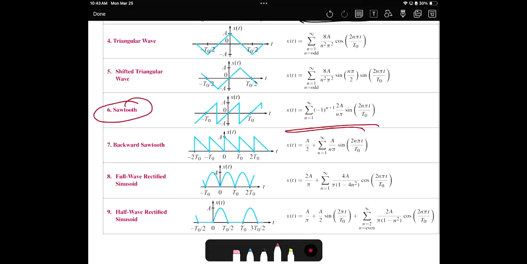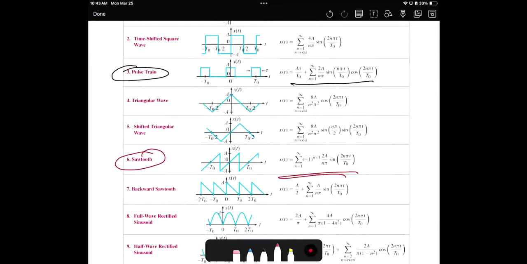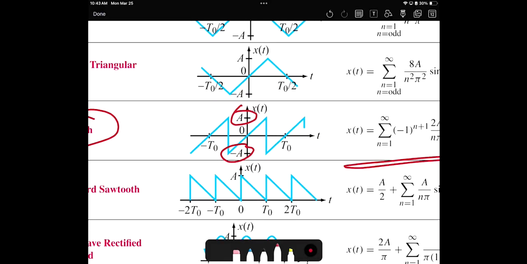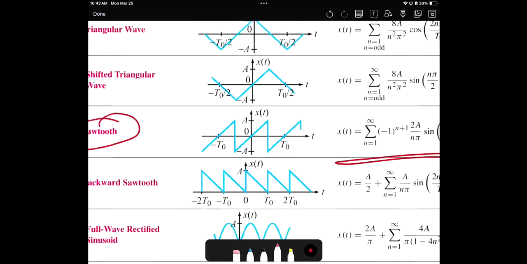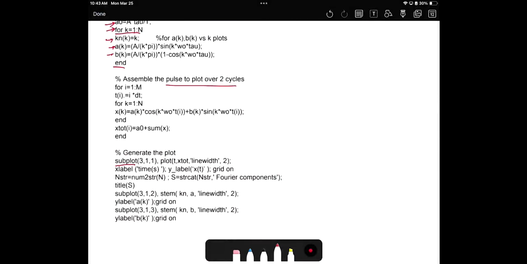Now, let's assume we have another version of the sawtooth, because this sawtooth starts from negative A to A. How about if I have a different sawtooth? So what should I do? For example, you have a different sawtooth, there's a different shape. Well, let's assume this signal.